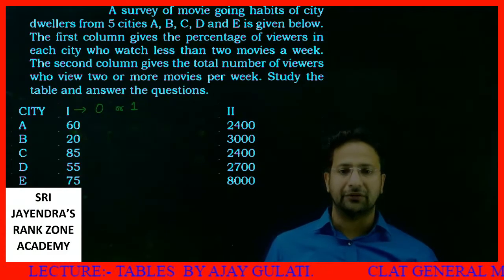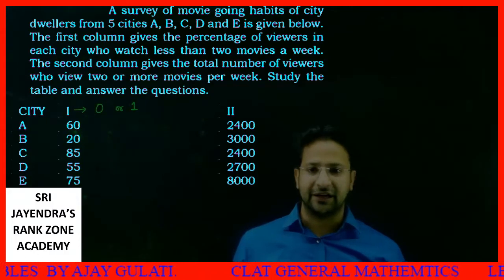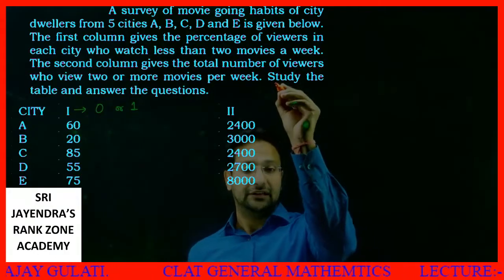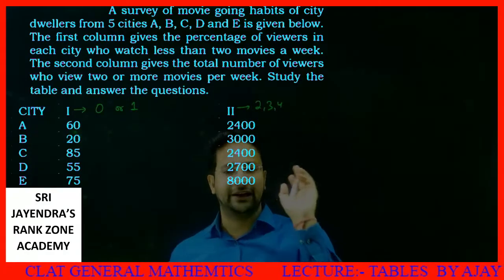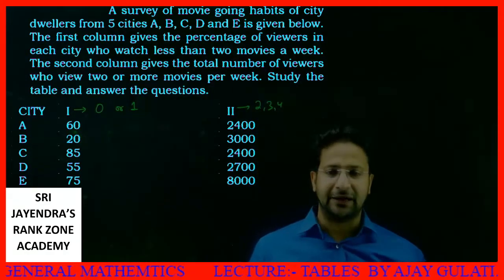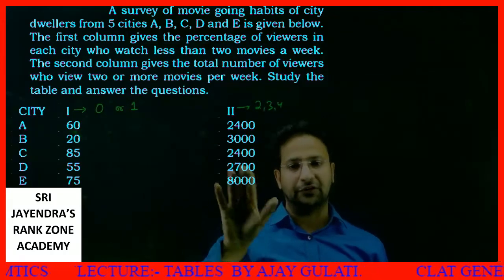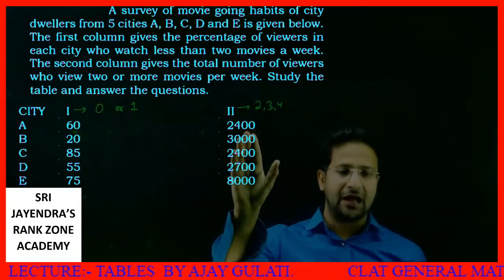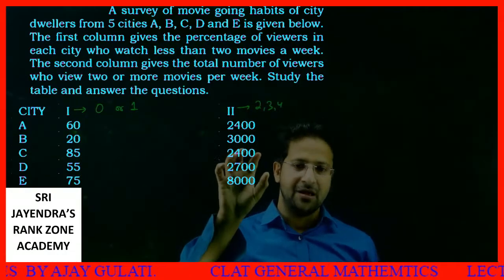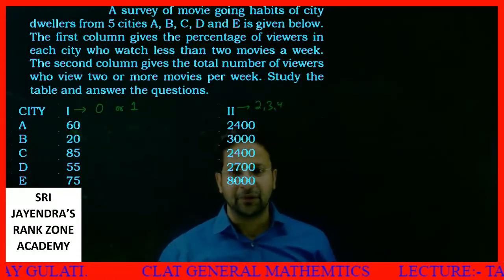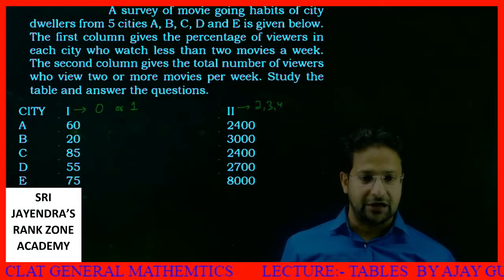The second column gives the total number of viewers who view 2 or more movies per week. Study the table and answer. This part tells 2 or more: 2, 3, 4, anything like this. Now, this first part is in percentage and this part is the total population of the city, not a percentage, this is a number. This is a very tricky thing. Let's start with the questions now.